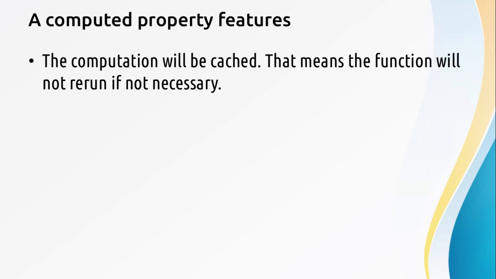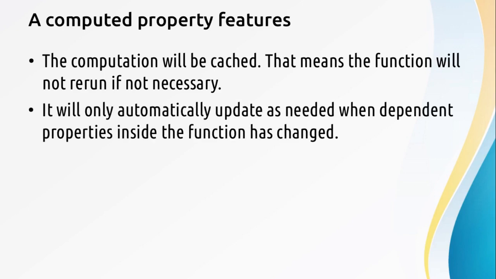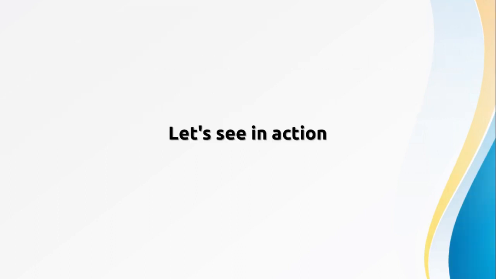Besides that, a computed property has the following features. First, the computation will be cached. That means the function will not rerun if not necessary. It prevents useless computation. The second, it will only automatically update as needed when dependent properties inside the function have changed. So that's a brief intro about computed properties. Computed properties basically are data in a Vue instance or Vue components that depend on some calculation on other data. Alright, let's see it in action.